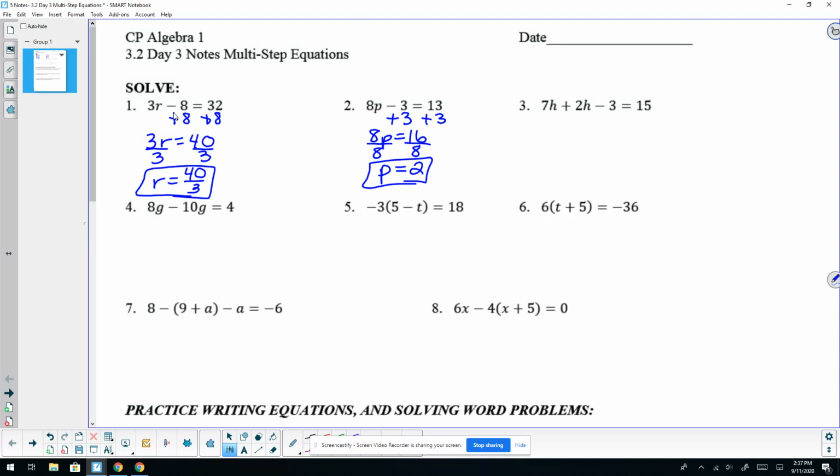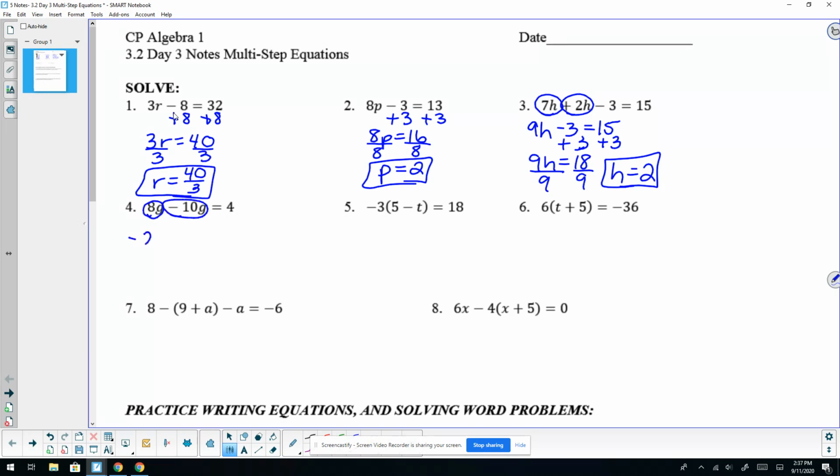Problem 3, the first thing I need to do is go ahead and combine like terms. So 7h plus 2h is 9h minus 3 equals 15. I can add 3 to both sides. So 9h equals 18. Divide by 9. H equals 2. On to problem 4. Again, I need to combine like terms. 8g minus 10g gets me negative 2g equals 4. Divide by negative 2. G equals negative 2.